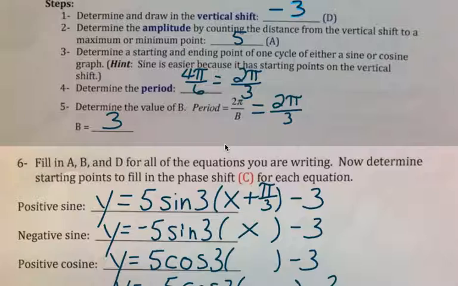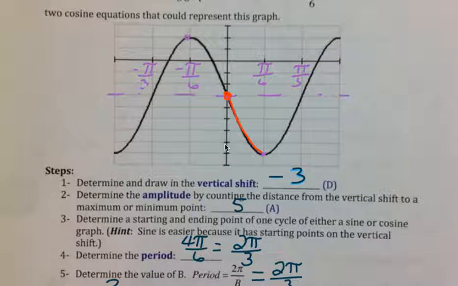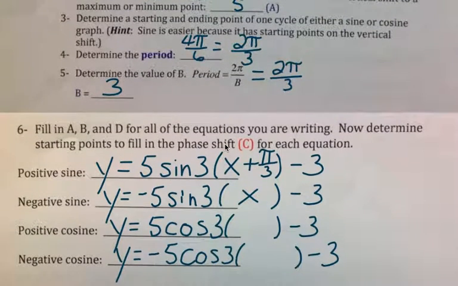And then for cosine, a little trickier. Again, let me erase this information here. Cosine, we want to start above or below the vertical shift line. So a great spot here. This would be a starting and a stopping point of a cosine cycle. You could use either as your phase shift. I'm going to use the -pi over 6. So we'll put in there x plus pi over 6.